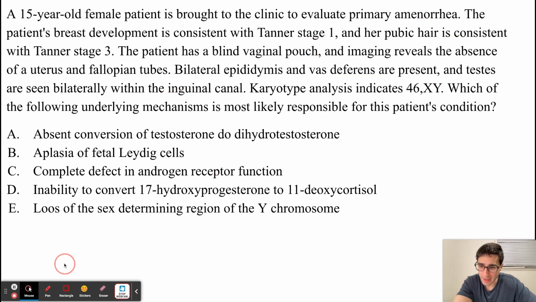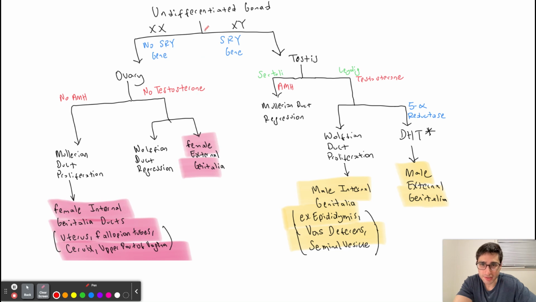Now let's go over a map that is going to help us know what is going on with this patient. Now, in an early embryo, the undifferentiated gonad can differentiate into the testes or the ovary, depending on if there is an SRY gene present. SRY gene is going to be found only on the Y chromosome. Now, this patient had an XY chromosome, and because she has testes, we know that she must have had the SRY gene.